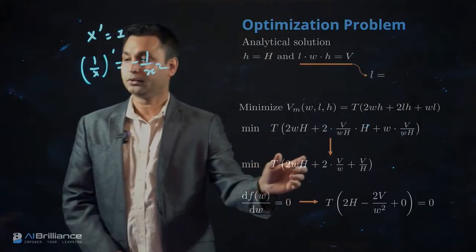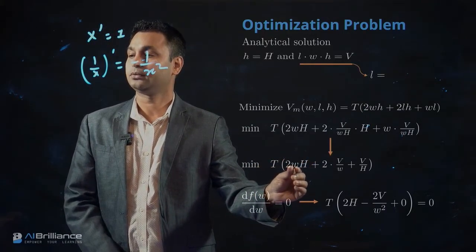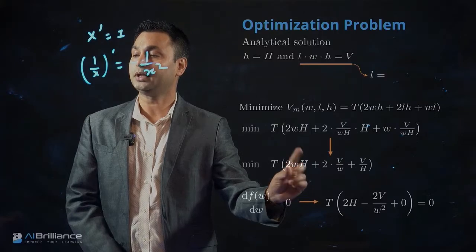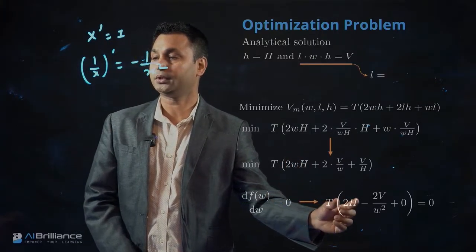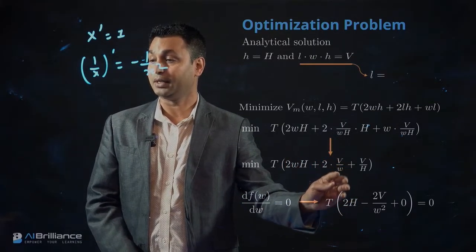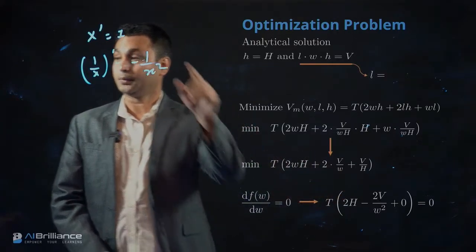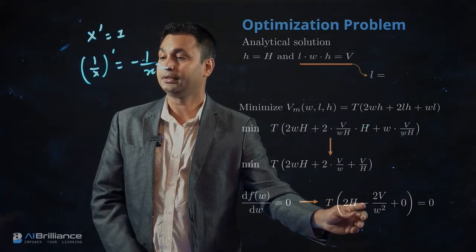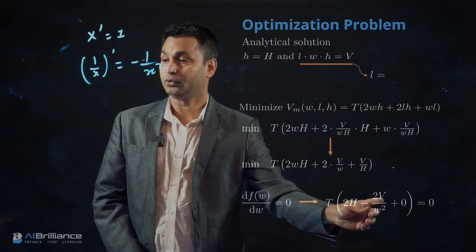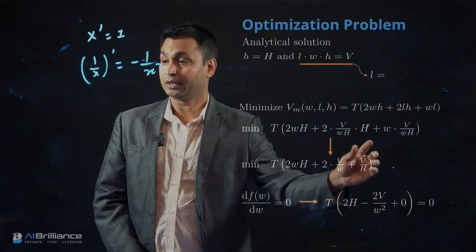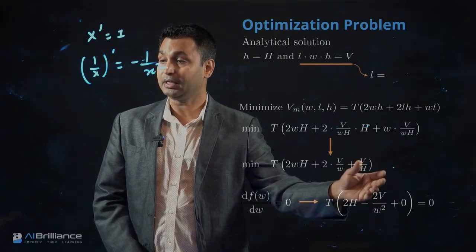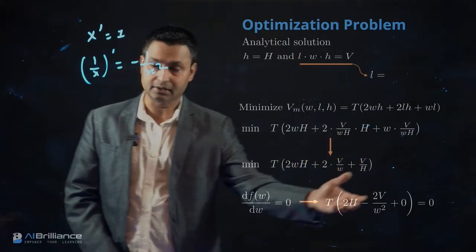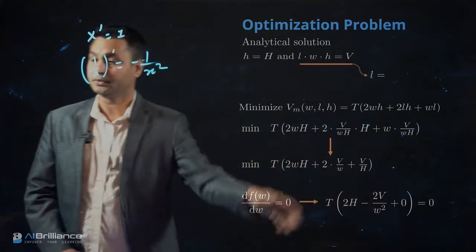So if you look into this function, there is w here. If I take a derivative of w, that is going to be 1. So we will have only 2h remaining, whereas we have here 1 by w, right? And that will be coming from here. So that should be minus 1 by w square, and that's why you will see that this has turned into minus. We have 2v and this is w square, whereas v by capital H is a constant. And if I take a derivative of a constant, that is going to be 0. And that's how we derive this equation.